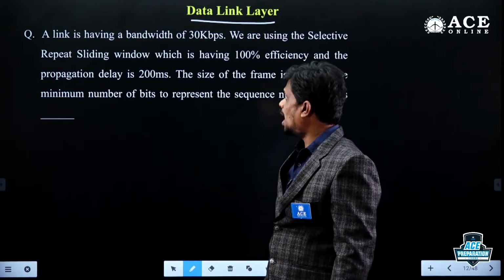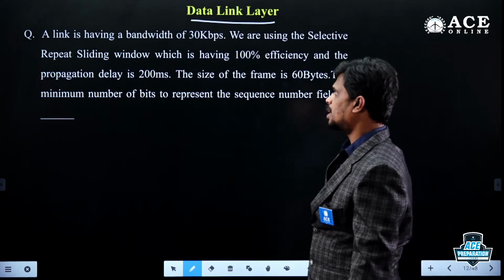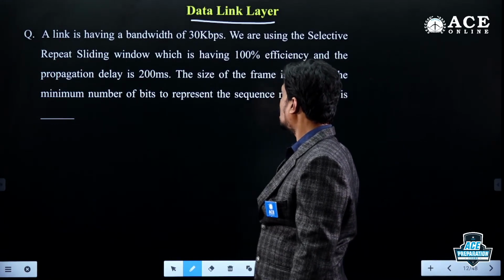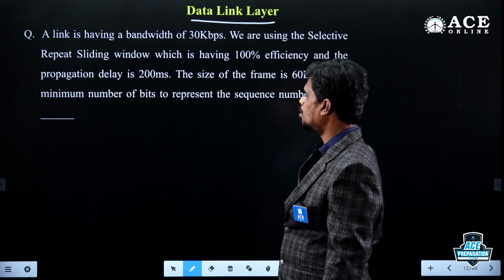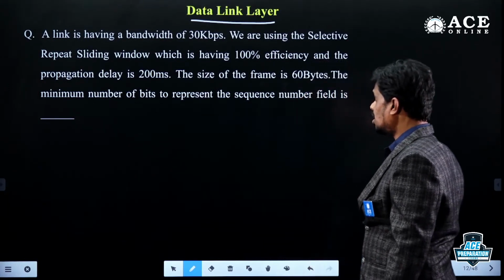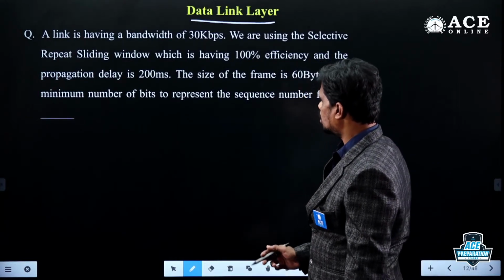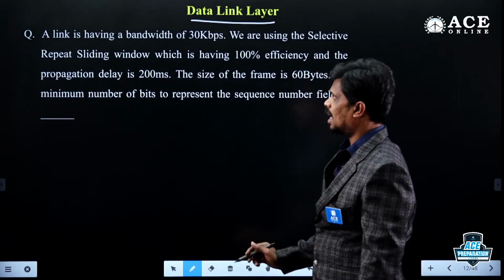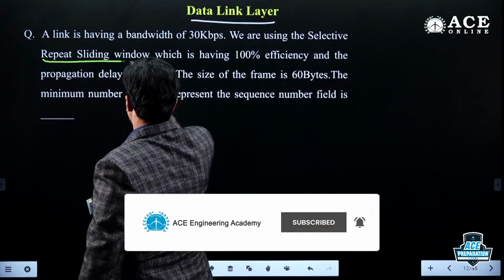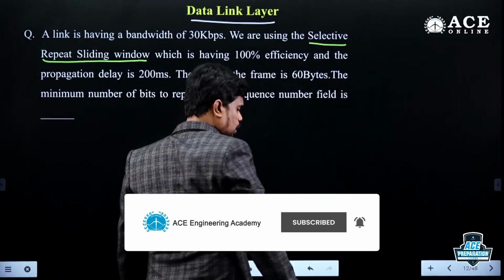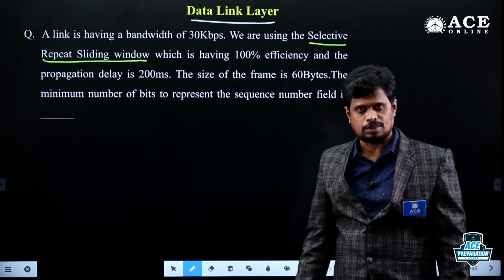A link has a bandwidth of 30 kbps. We are using the selective repeat sliding window, which has 100% efficiency, and the propagation delay is 200 milliseconds. The size of the frame is 60 bytes. The minimum number of bits to represent the sequence number field is dash. So this is the question we have from selective repeat sliding window. What is the answer for this? Please verify.